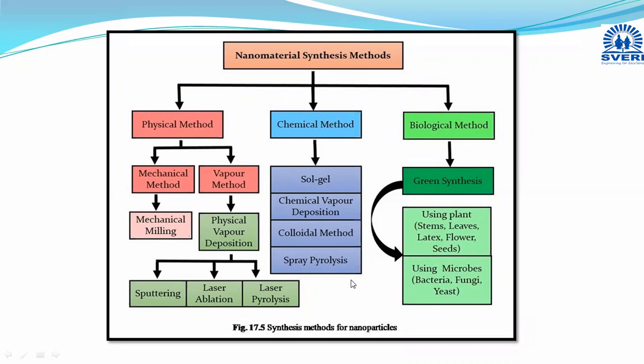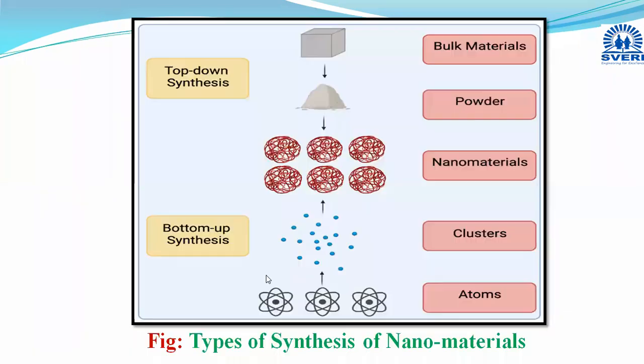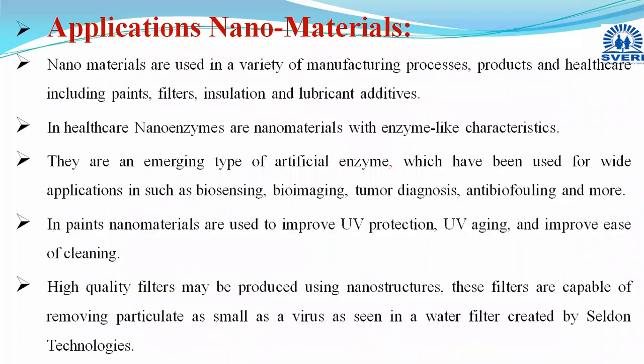Okay, now here, what point do you have to consider? Largely only three methods are there: physical, chemical, and biological. Out of these, physical and chemical methods are expensive and hazardous, and the biological method is a very safe method. Hence, nowadays much focus is on the biological method of synthesis. After this, we will now move toward the applications of these nanomaterials. These nanomaterials have a variety of applications.